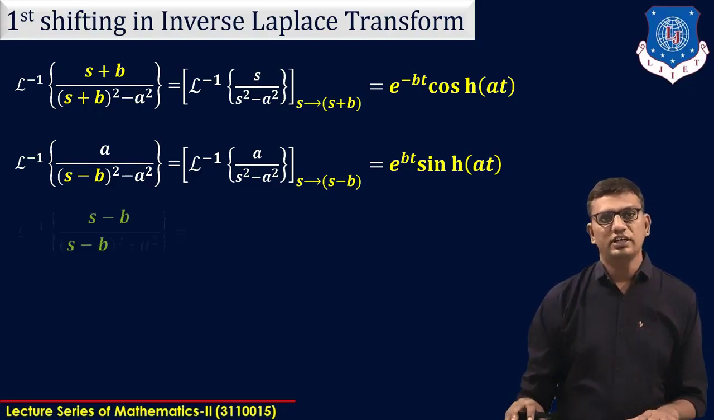Now the next formula is L inverse of s minus b upon (s minus b) whole square plus a square.